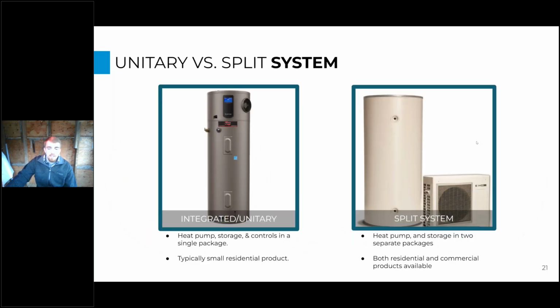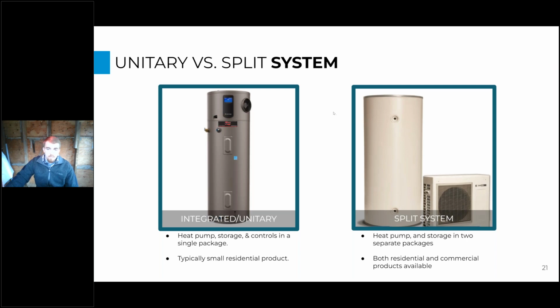So when we talk about unitary versus split system, a unitary heat pump for the sake of this conversation is a heat pump where everything is combined into one package unit. So you'll also hear this called an integrated heat pump. The storage, the controls, and the heat pump itself are all integrated into one package. You'll see these a lot in smaller residential applications, and these are the kind of heat pumps you'll usually see at big box stores like Home Depot.